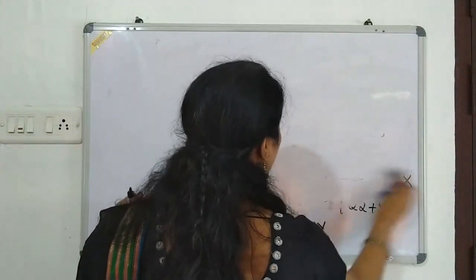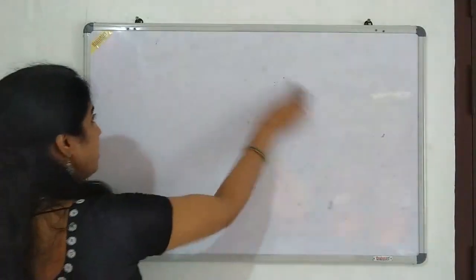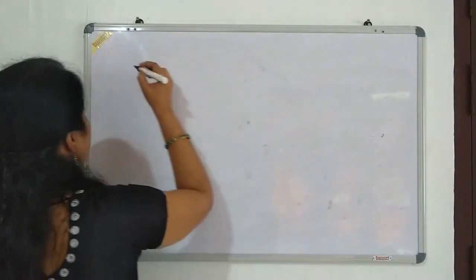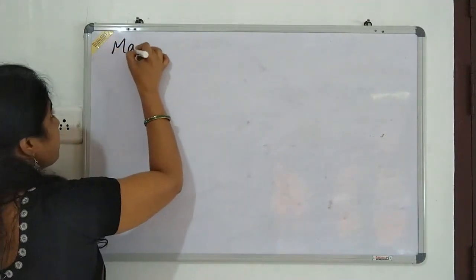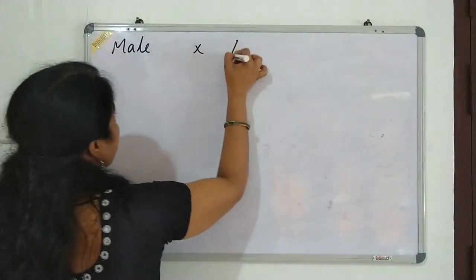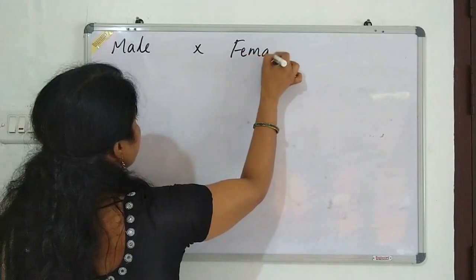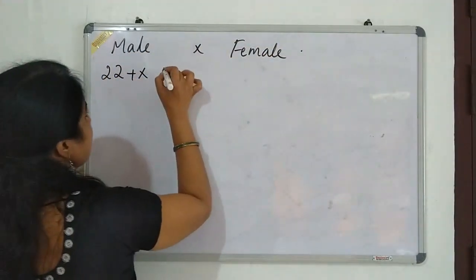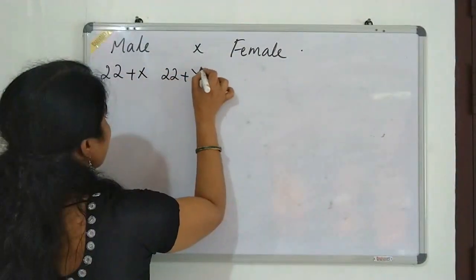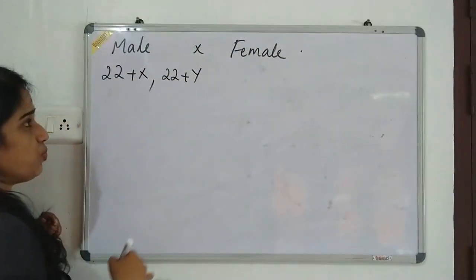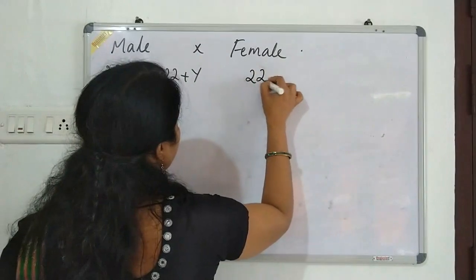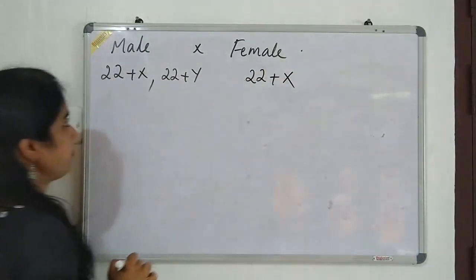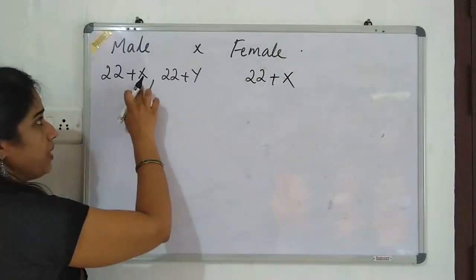So now we can do it in the form of what? A cross. It is a 3 marks question for the examination. It can be frequently asked. See the male, female. Male you can say 22 plus X or 22 plus Y. Female only 22 plus X. Clear? Both options are 22 plus X.